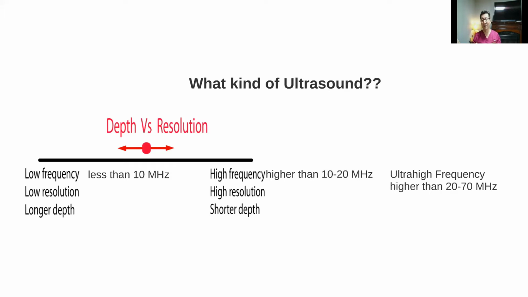If you look at the categories of ultrasound based on their frequency, low frequency is less than 10 megahertz, and this is the first generation of ultrasound diagnostic devices. High frequency is termed 10 to 20 megahertz, and this is basically what we see in our daily ultrasound practice, not only in plastics, but in most other fields such as cardiology and anesthesiology. Ultra high frequency is over 20 to 70 megahertz.